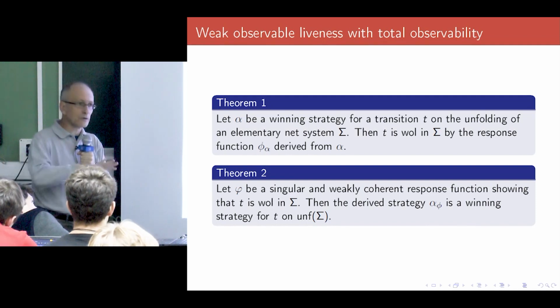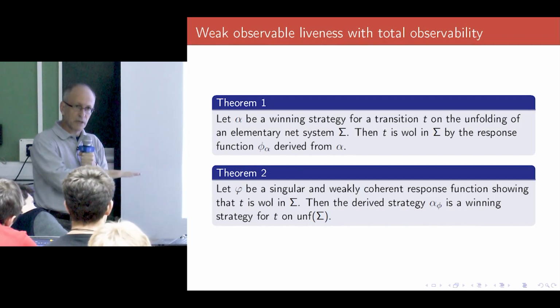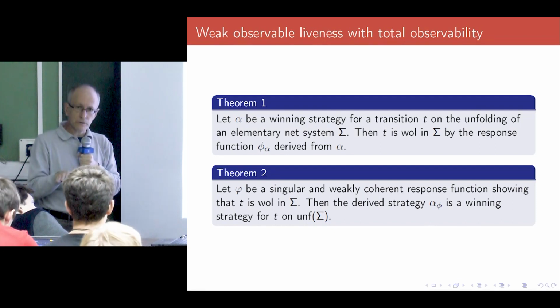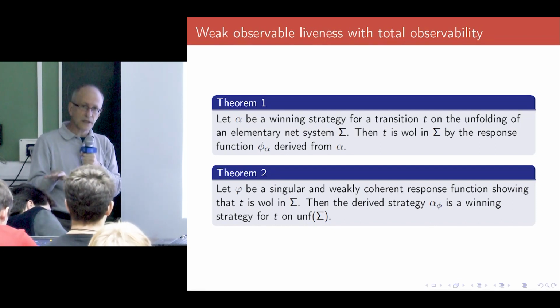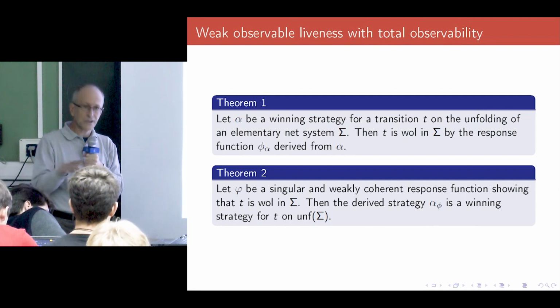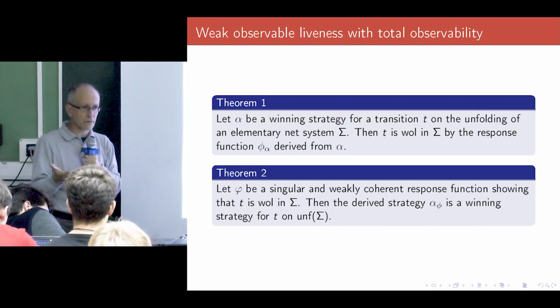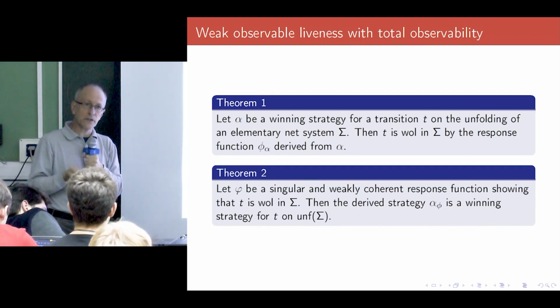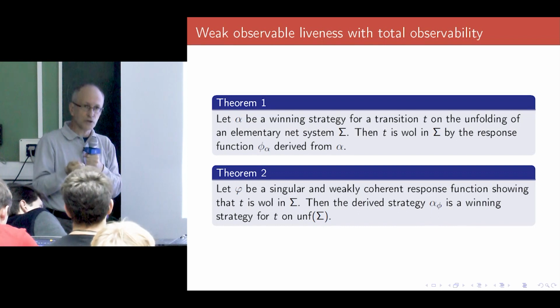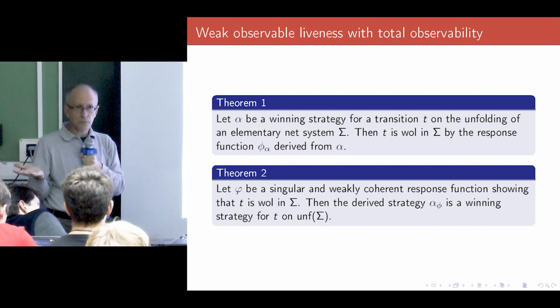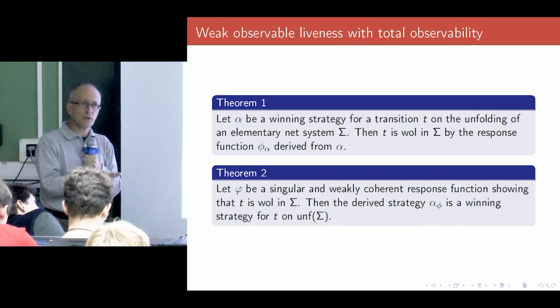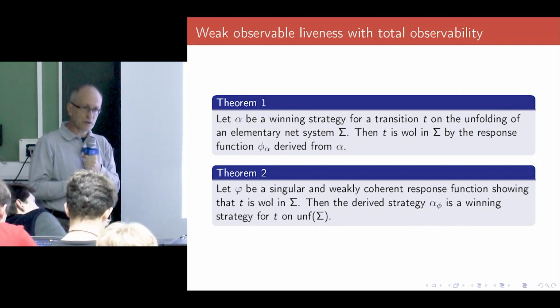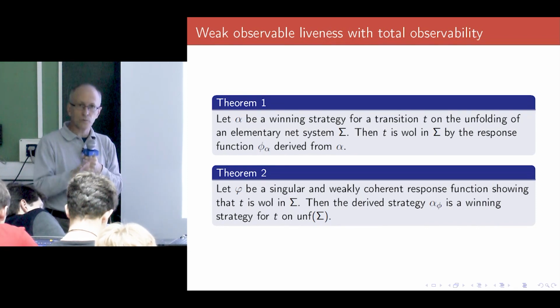So we can either solve the problem on the system by looking for a response function, or on the unfolding by looking at a strategy. And the two techniques are equivalent with respect to the final result. So, for instance, if we can find a more efficient algorithm to look for a strategy on the unfolding, then we can use that. If we have a better algorithm which finds a response function, then we will apply the algorithm, and in both cases we solve the problem of weak observable liveness.